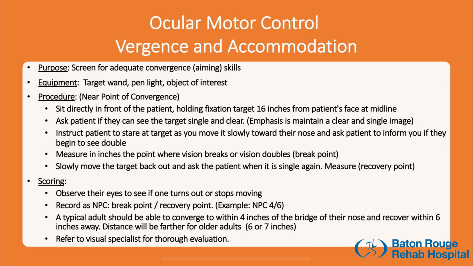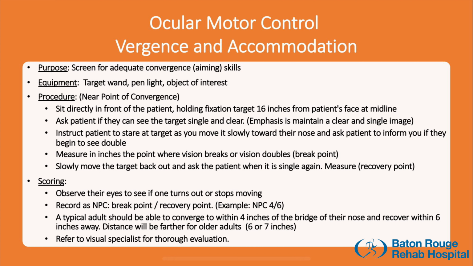You will begin by sitting directly in front of your patient, holding the fixation target or object of interest 16 inches from their face at midline. You will instruct the patient to stare at the target. We want to make sure that the target is single and clear at the start of the test. You will ask them to continue staring at the target while you slowly begin to move the target towards their nose. Inform the patient to let you know if the target becomes blurry or doubles while you observe for any eye deviation. You will measure the point in inches at which the vision breaks or becomes double.